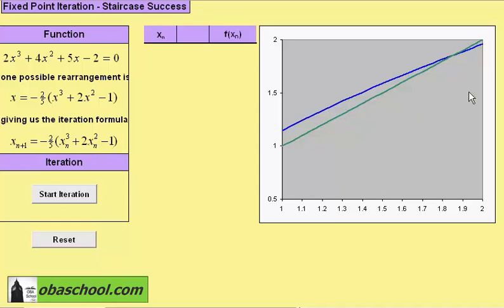We have the graphs here. The green is the line y equals x, and the blue is y equals g of x, where g of x is this function.